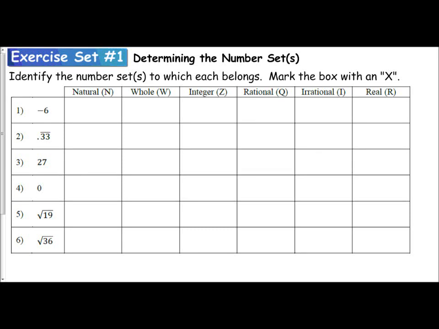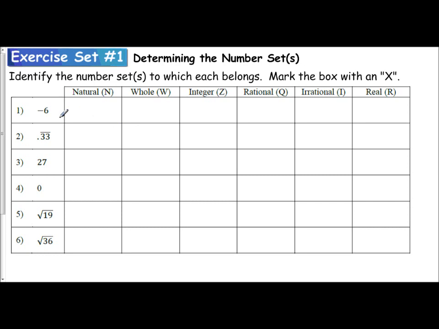Let's take our understanding of the real number system and all the subsets that are a part of it to complete the following exercise set. We're asked to determine the number sets of the given values, identify which number set or sets it belongs to, and mark an X in the corresponding boxes. So let's start first, and we have -6.